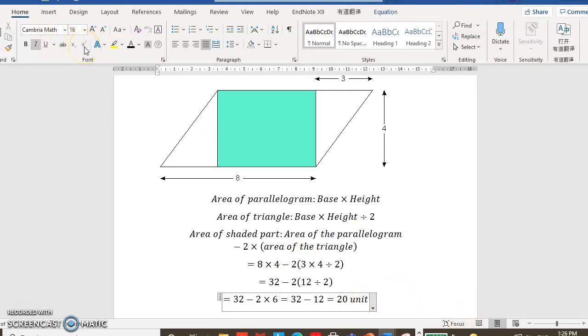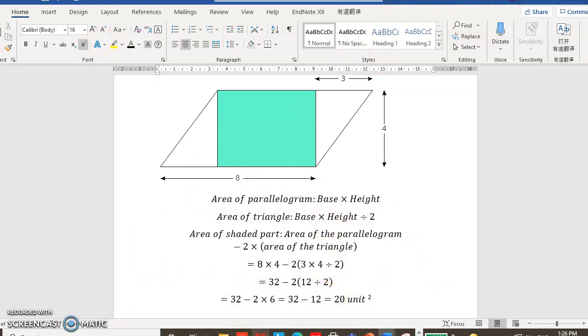How am I going to do it? 20 units squared. Okay, so then you'll get this. Okay, so that is your solution.